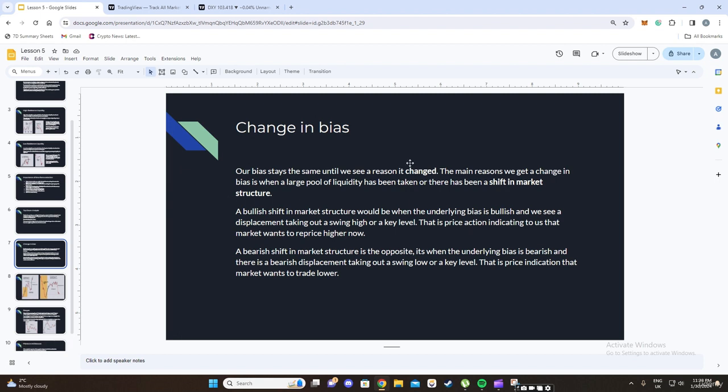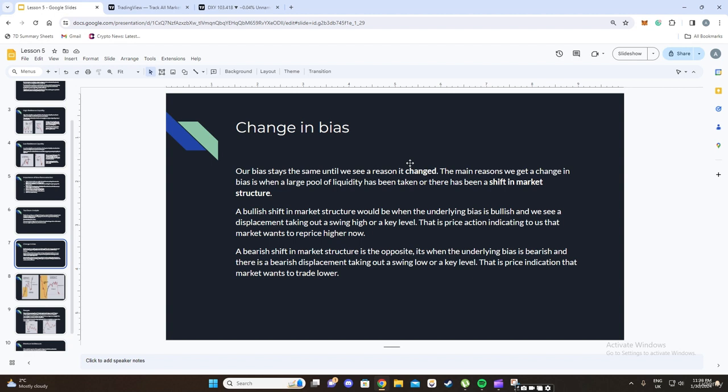Our change in bias. This is very, very, very important, because eventually you need to know when there's going to be a change in bias, when you should switch from going long to going short. And as I said earlier, our bias stays the same until we see a reason that it changed. And the main reason we get a change in bias is when a large pool of liquidity has been taken, or there has been a shift in market structure.